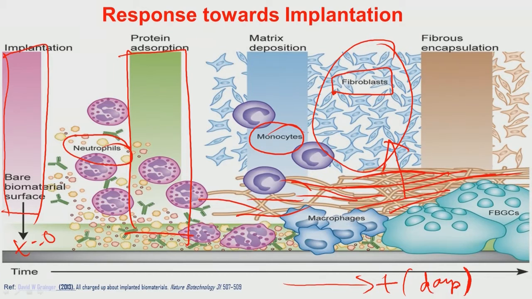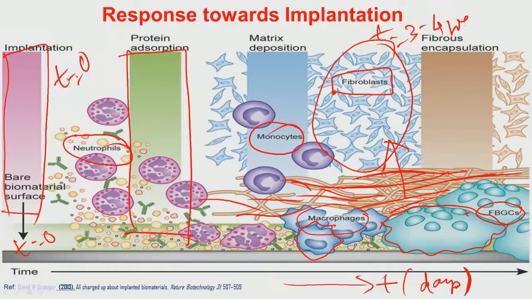There is also another thing shown in this slide, which is macrophage activity, and that is equally important. Then towards the later term of implantation, or post implantation, you also see multinucleated foreign body giant cells. FBGC stands for foreign body giant cells. These multinucleated foreign body giant cells also become activated. Now, this entire process, right from t equal to 0 up to 3 to 4 weeks, takes place.